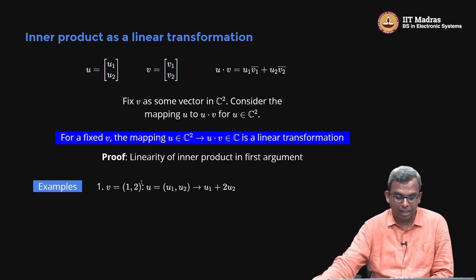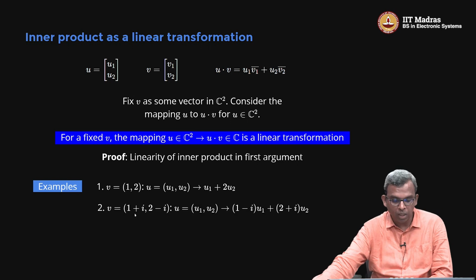So, here is an example. Supposing I fix v as 1, 2, then this linear transformation mapping goes from u to u1 plus 2 u2. So, u in coordinates u1 u2 goes to u1 plus 2 u2. Notice how the coordinates play a role here. When you talk about inner product, the coordinates will come in naturally. So, you have to think of the canonical basis here. So, v is 1, 2 in the canonical basis, and u goes to u1 plus 2 u2. So, it is a dot product with 1, 2.